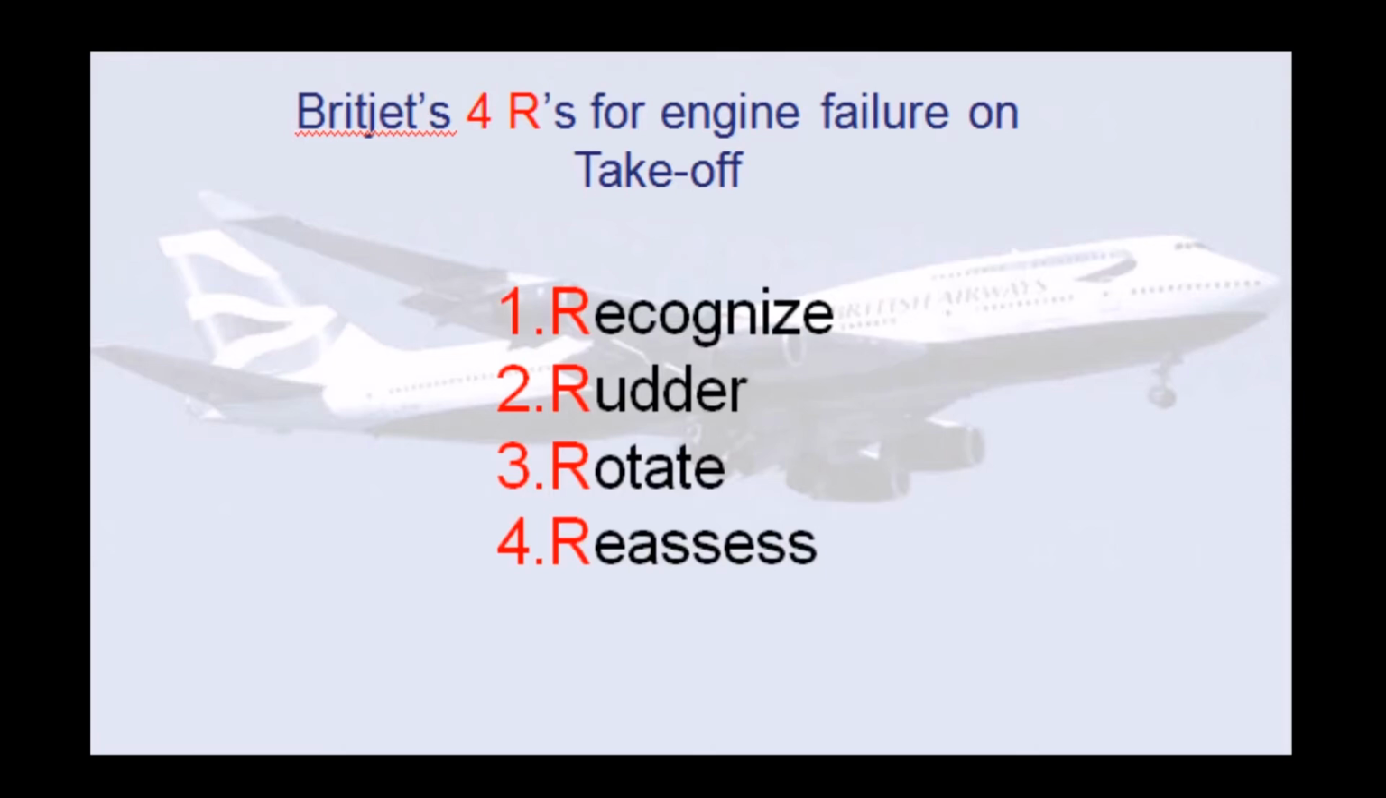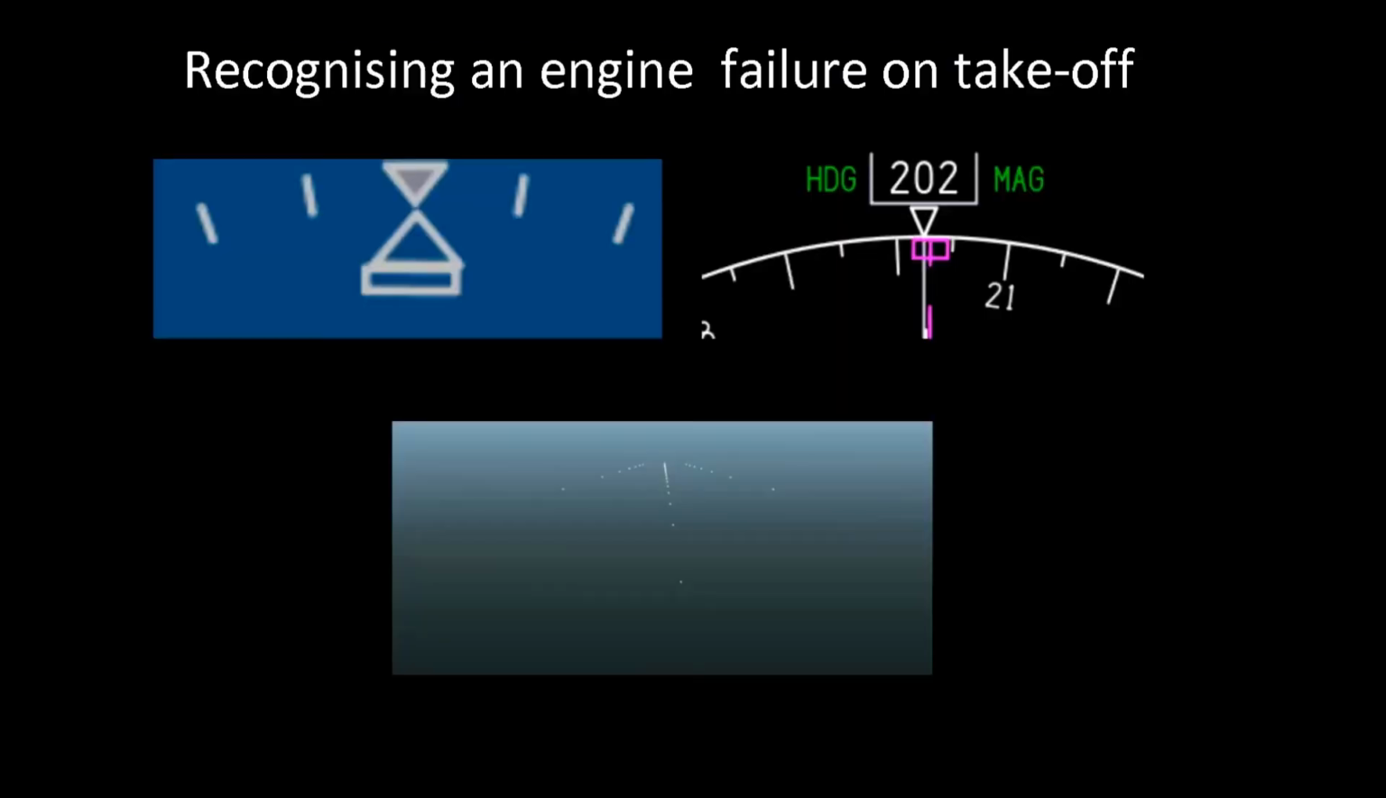Briefly then, recognition of the failure is important. I'll go through how that's done. Step number 2 is rudder: how much to apply and how to apply it. Step 3, rotating the aircraft off the runway, things to think about and how to control it. And finally, step 4, when you've got the thing airborne, reassessing what control inputs you've made and changing them as necessary.